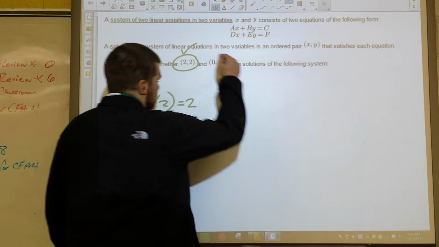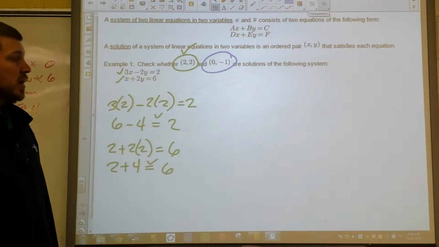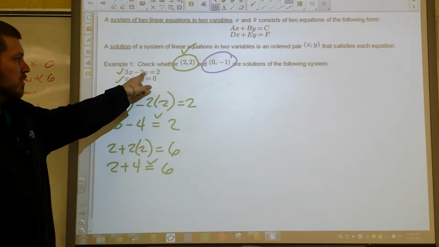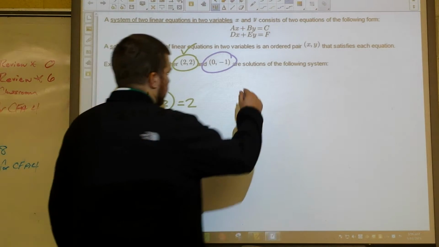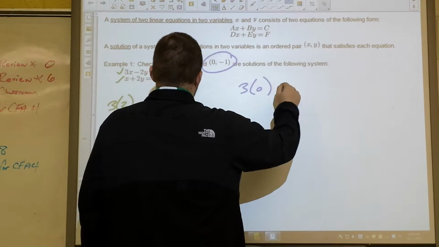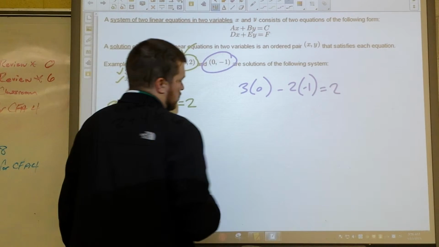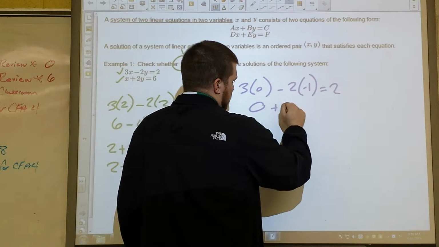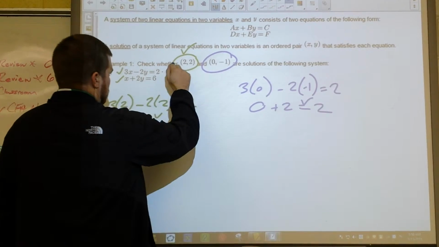Let's check the ordered pair 0, negative 1 now. Same idea: we're going to plug that ordered pair in. The 0 goes in for x in each of the equations, and the negative 1 goes in for y in each equation. So we have 3 times 0 minus 2 times negative 1, and that's supposed to be equal to positive 2. Let's clean it up. 3 times 0 is 0. Negative negative is positive, so plus 2. 0 plus 2 is in fact 2, so that works.